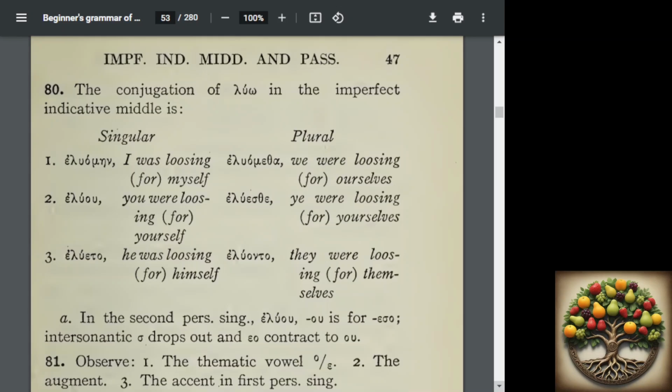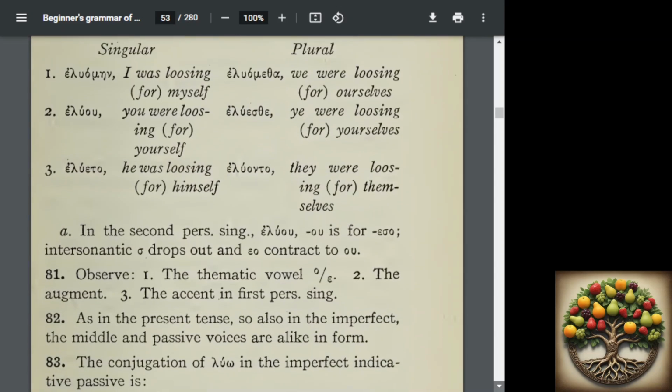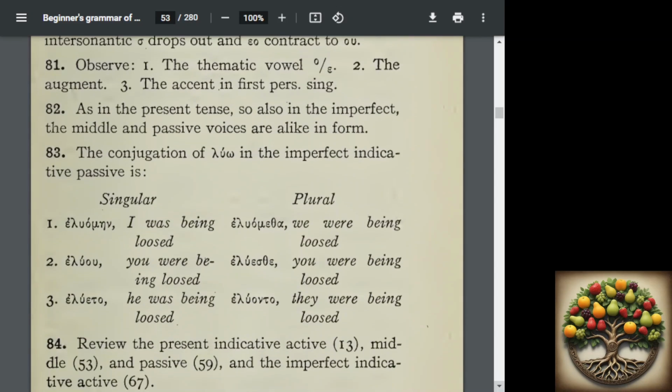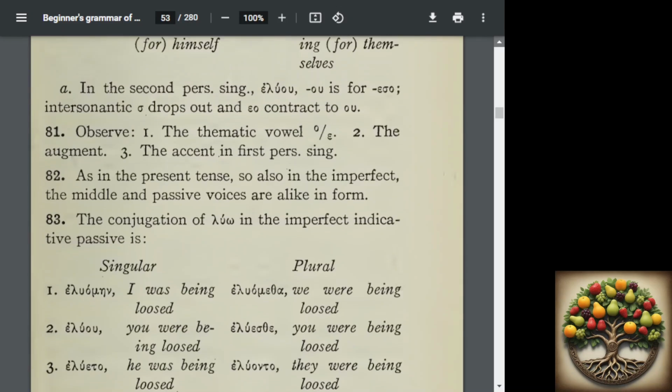was loosing himself, etc. We're just going to pop down to the passive definitions. I was being loosed, you were being loosed, he was being loosed. So let's go back up to the middle and take a closer look at this.